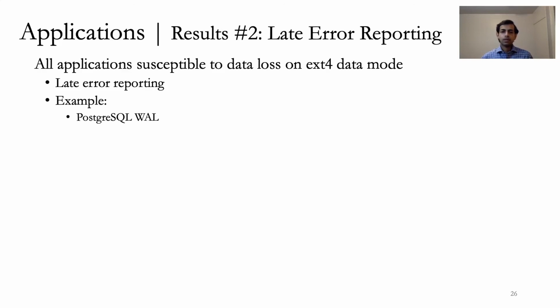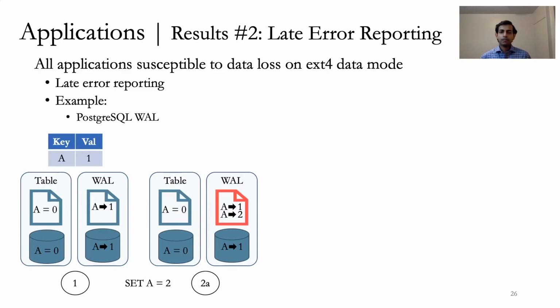There's also this false sense of durability with ext4's data mode, that just because it writes data to the journal, you're safer than usual. But this isn't true. Finding out about errors later is actually more dangerous and causes data loss for every application we've studied. For example, say you're updating A's value to 2.